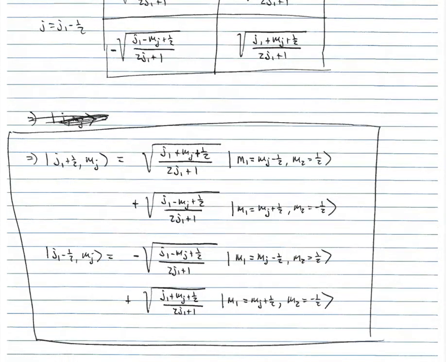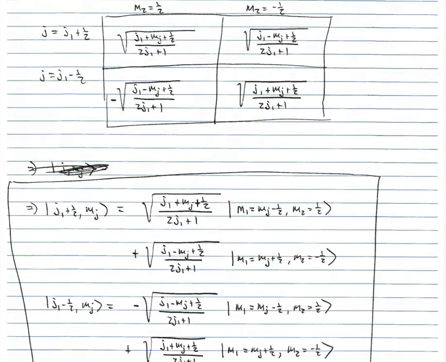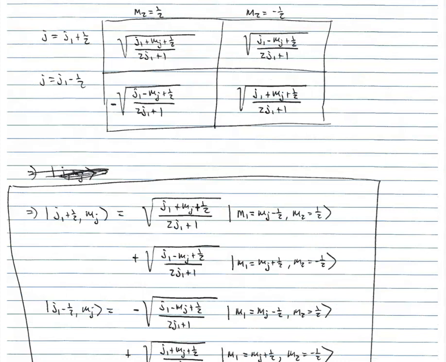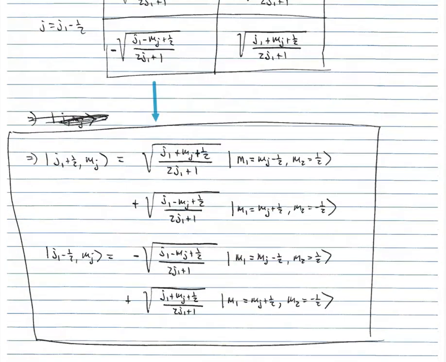Okay, so let me go ahead and show you that full version at the bottom here. If we take a look, actually, I'm going to bring it back up and focus on the first line. You see what that says is that first coefficient gets multiplied by the ket m1 equals mj minus a half, m2 equals a half, plus the ket that is m1 equals mj plus a half, m2 equals minus a half. And then for the second line, you see that that first coefficient is multiplied by the ket m1 equals mj minus a half, m2 equals a half, and the second number is multiplied by m1 equals mj plus a half, m2 equals minus a half. And this is how we use the table.